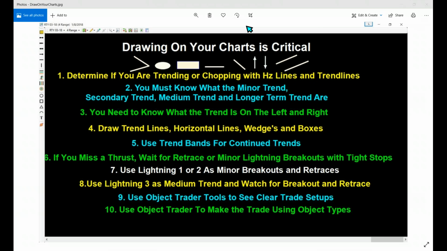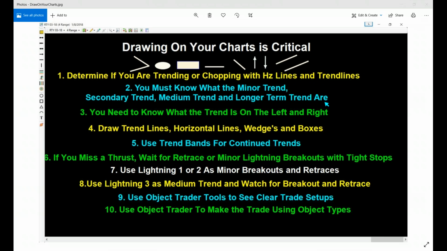But first off, on your charts, you want to draw either, for instance, are there lower highs and higher lows? Well, you want to draw a wedge. Use the little ellipses to highlight areas that you see, these swings and things. Use your boxes, use your lines, use your trend lines, use arrows up and down if you want to, and even draw channels. Determine if you are trending or chopping with horizontal lines and trend lines. And you must know what the minor trend, the secondary trend, the medium trend, and the longer term trend are. And we're going to go over those tonight in pretty good detail.